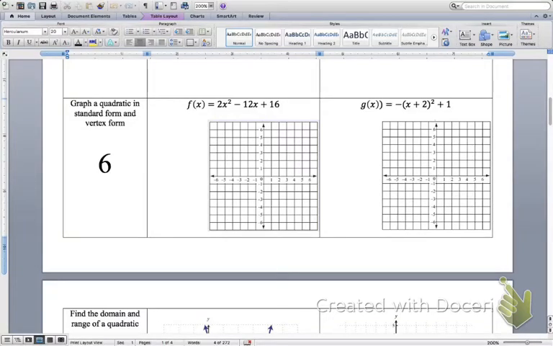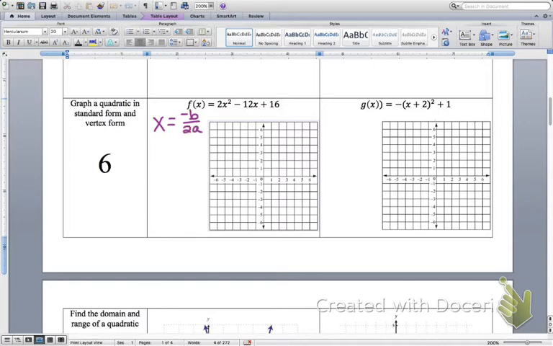Alright, this is the mastery topic video for just number 6, graphing a quadratic in standard form and vertex form. So if we look at example 1, we can identify that it is in standard form. So the biggest thing we need to find out is what is our vertex and what is our a value. So we'll start with the vertex.